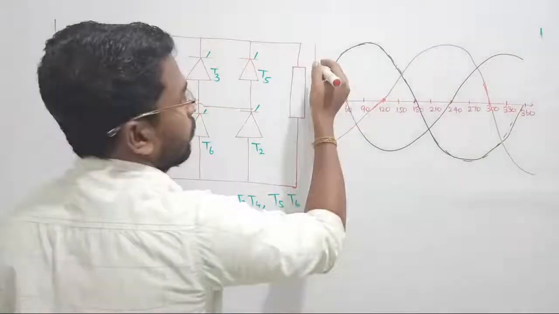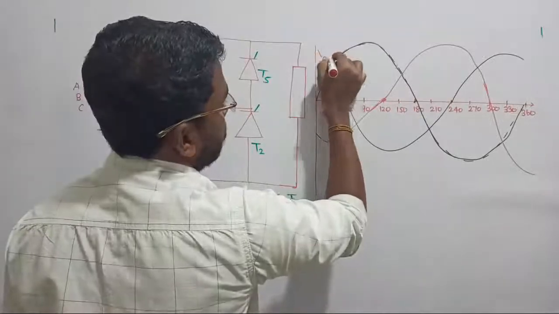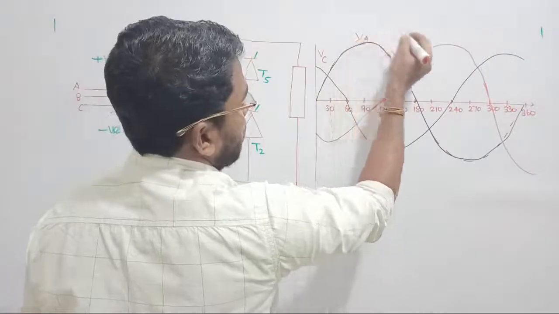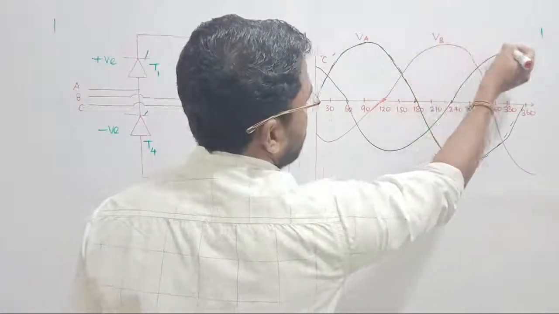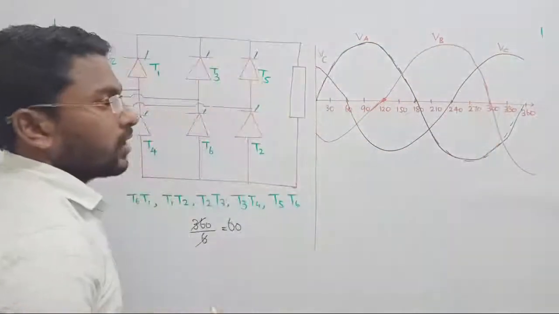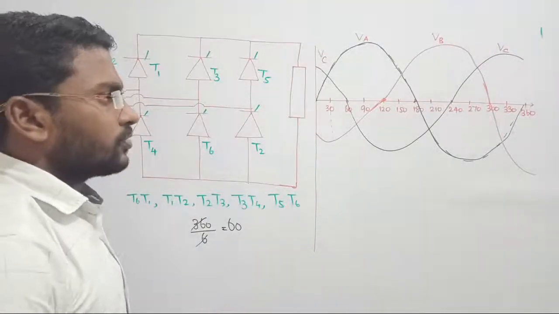Those are all what? Yes, this is phase A voltage. This is phase B voltage. This is phase C voltage. Now we are going to observe some beautiful observations here.